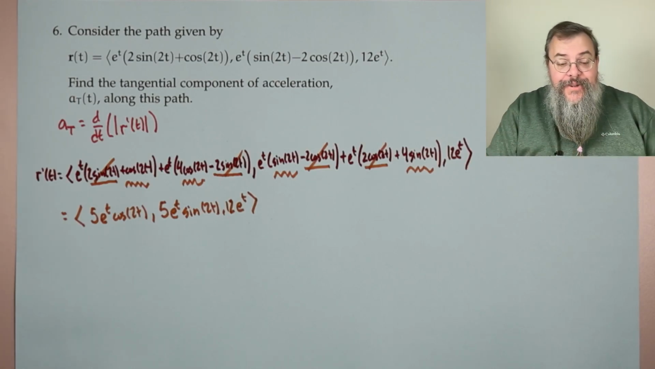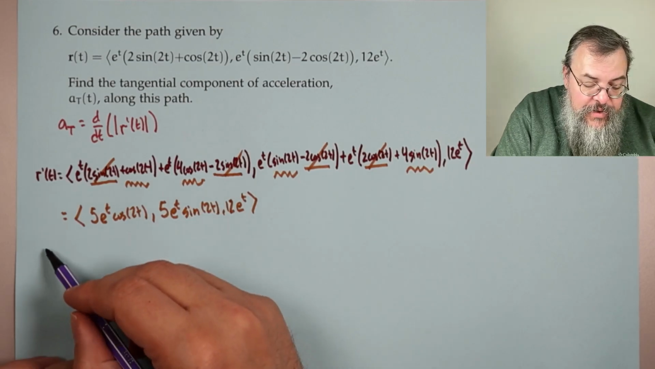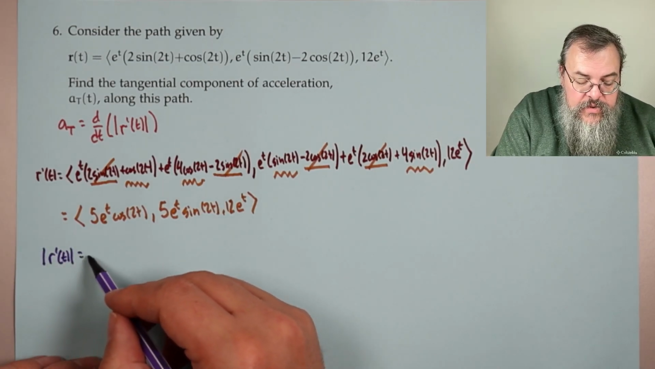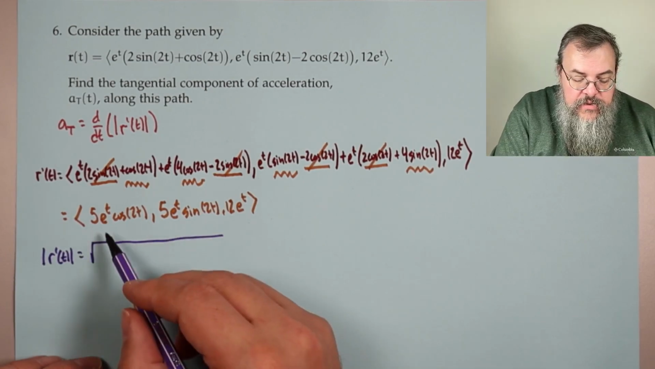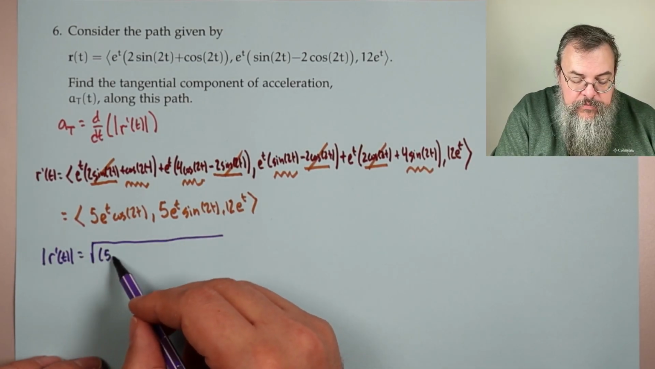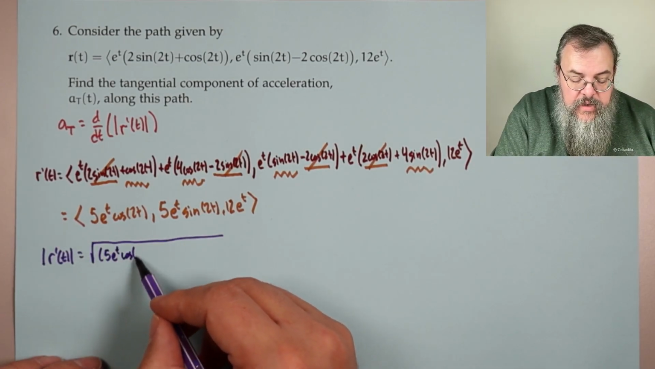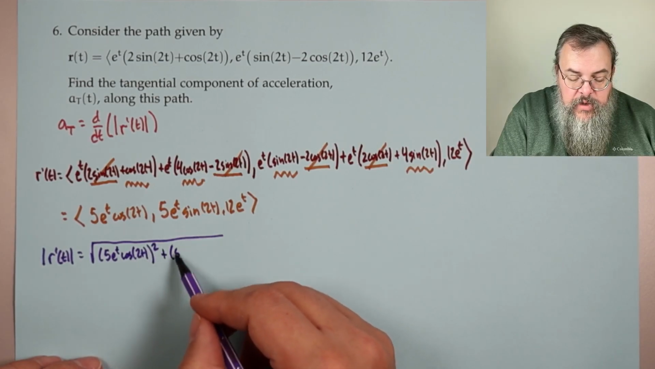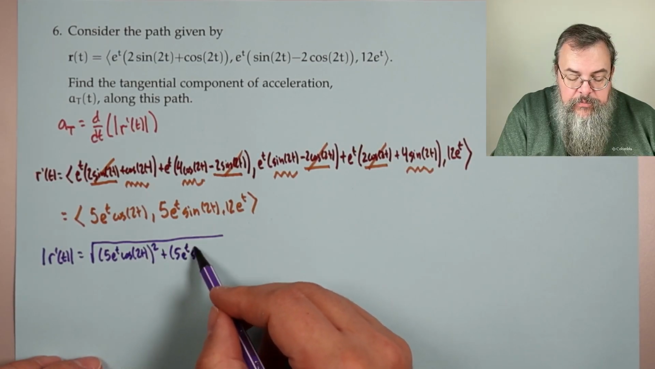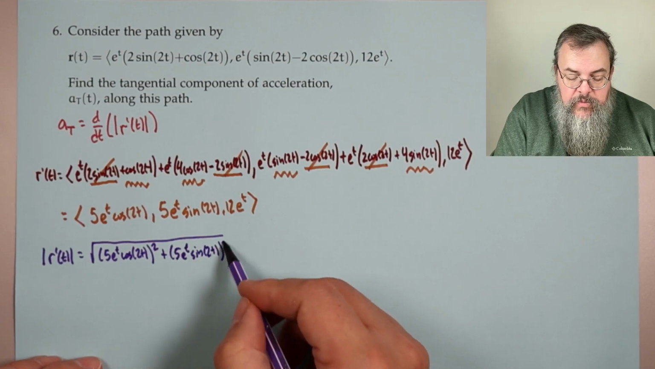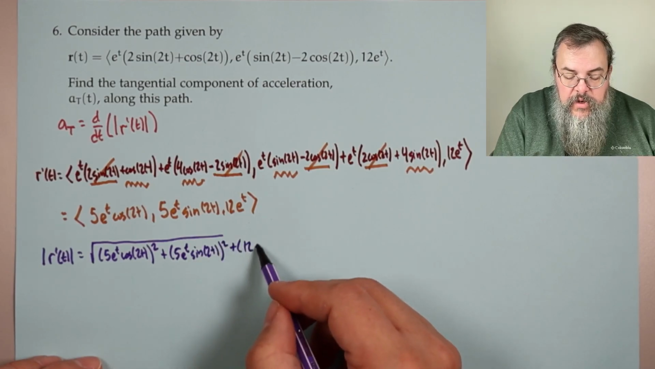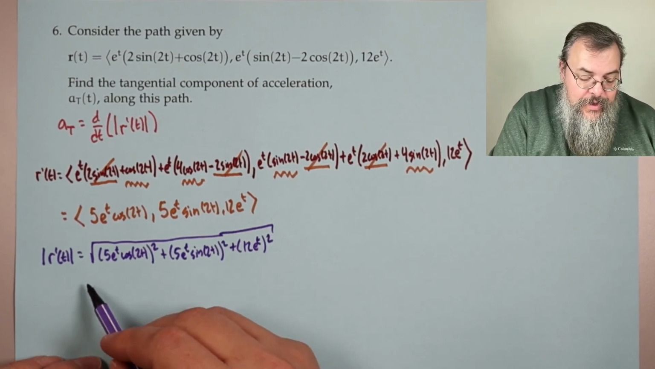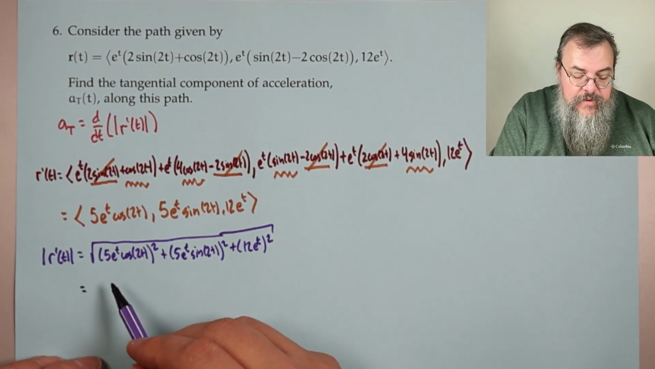We need the magnitude of r prime. So, magnitude of r prime, well, square root of square the first term and plus square the second term plus square the last term. All right, well, what's that going to give us?